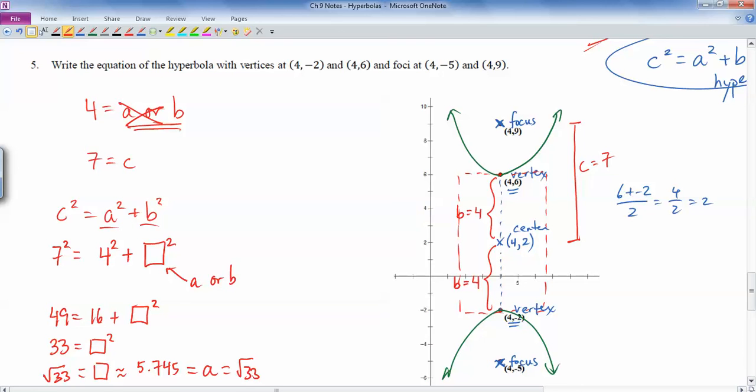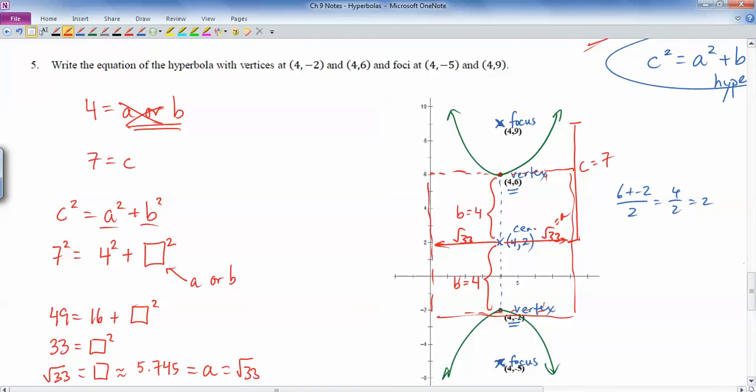Okay. So that means that I'm going out root 33 each direction. So my rectangle is actually wider than I drew it. So it's root 33 out, root 33 out. Right, so here's the rectangle. All right, and root 33 is the A. So then we need to write the equation.